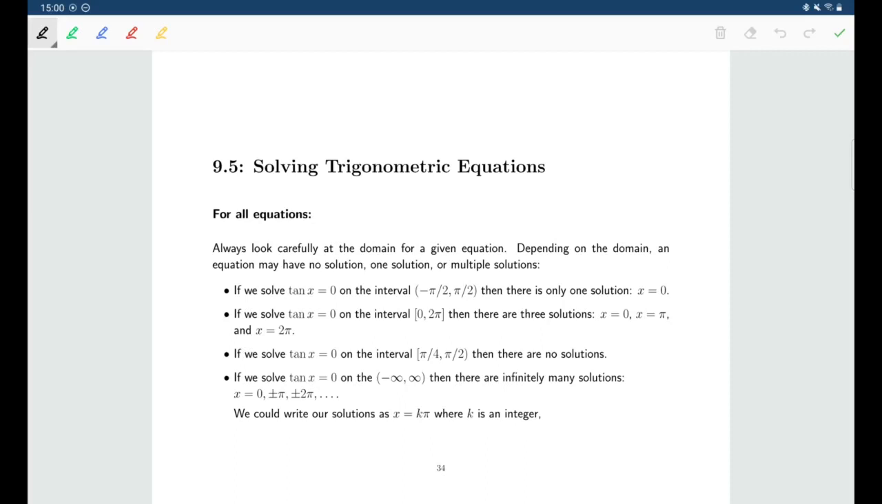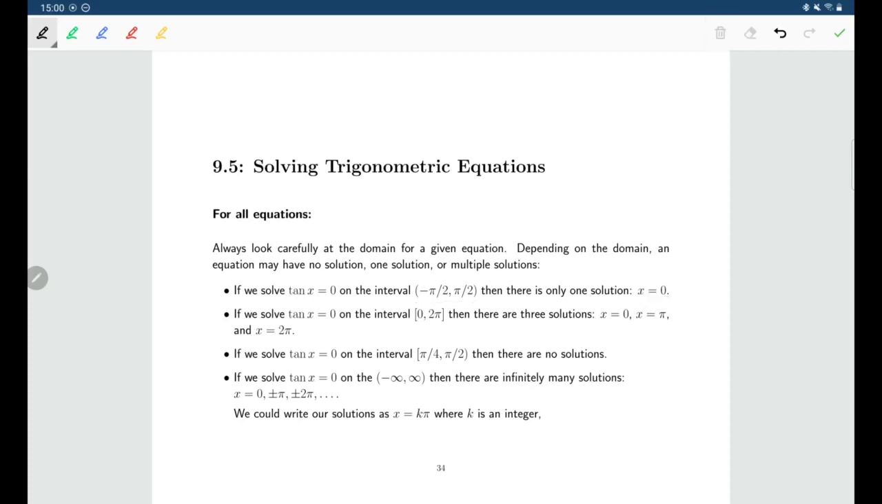even no solution. If you're thinking about the graph of tangent for just a minute, and if I asked you, where is tangent of x equal to 0, or in other words, where does it cross the x-axis, there are different answers that you might give depending on where I tell you to look. If I tell you, please look between negative pi over 2 and pi over 2, then there's only one place where tangent is 0, and that's when x is 0.